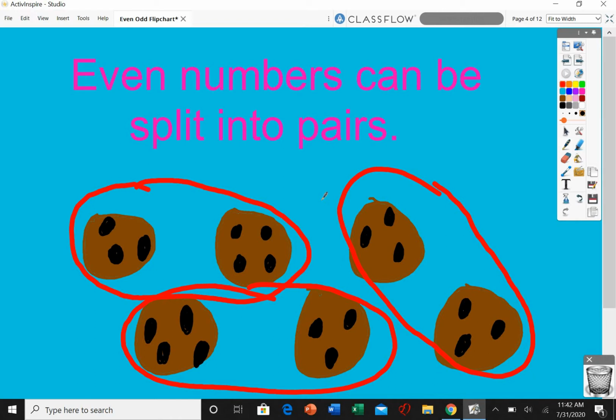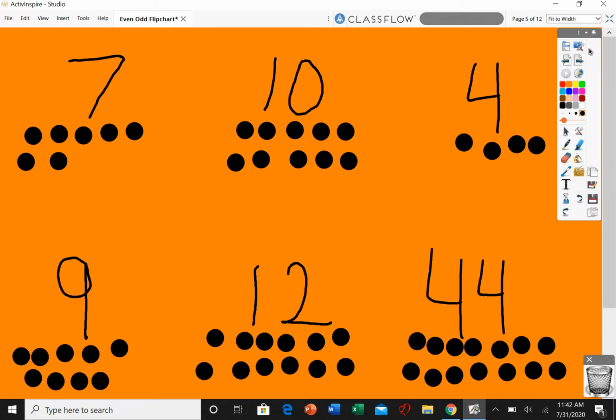That's what makes a number odd, when it has one that is left over. Even, everybody would match up. Sometimes we call that a buddy. Everybody buddies up. And there's nobody left over. That's what makes something even. Let's keep practicing that skill. I've got several different numbers here, and we are going to practice with those and see if we can decide if they would be even or odd.